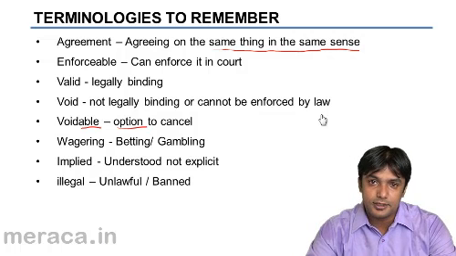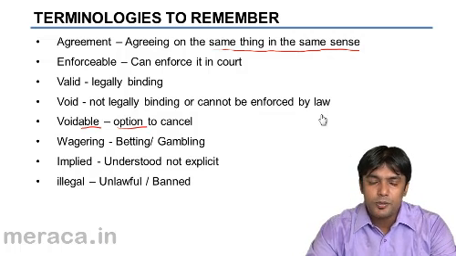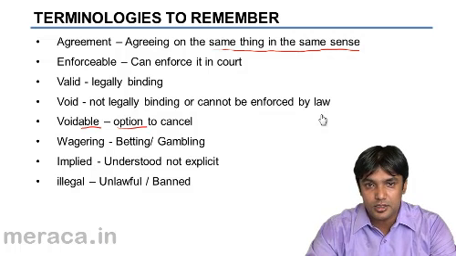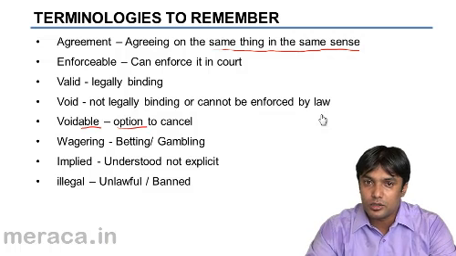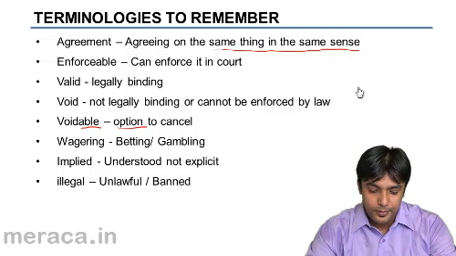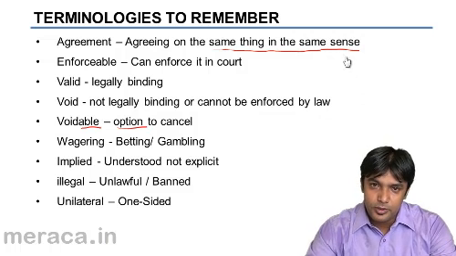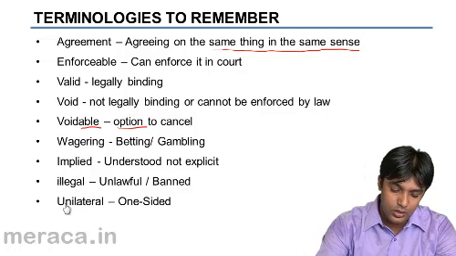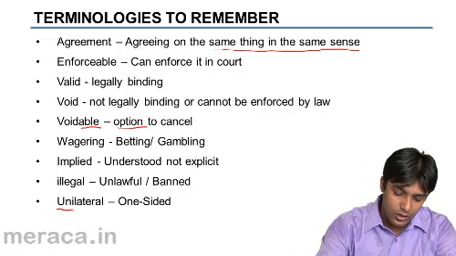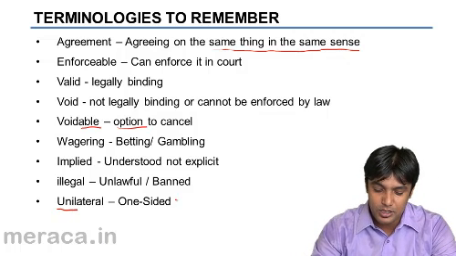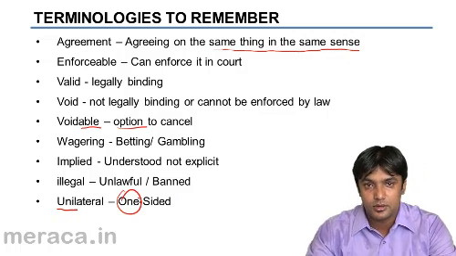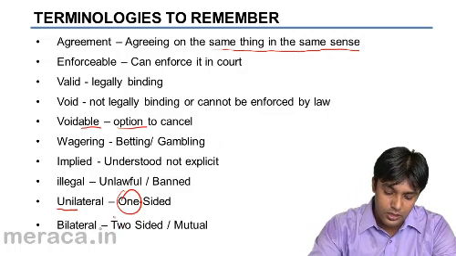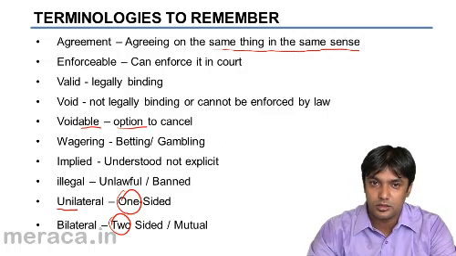The next term is illegal. I'm sure you are used to this word illegal because you see it on a day-to-day basis. Illegal is unlawful and banned. The next term is unilateral. Uni is a Latin word which means one. As unilateral means one-sided. Similarly, the next term, bilateral, means two-sided.